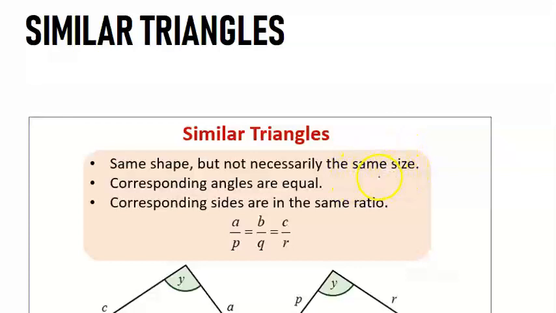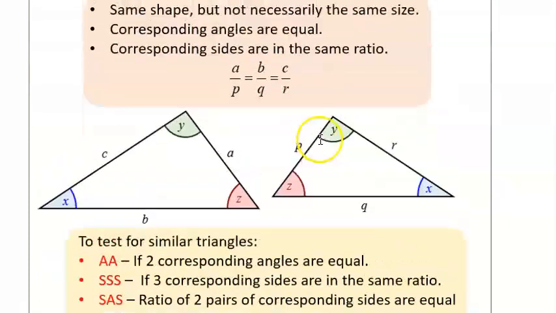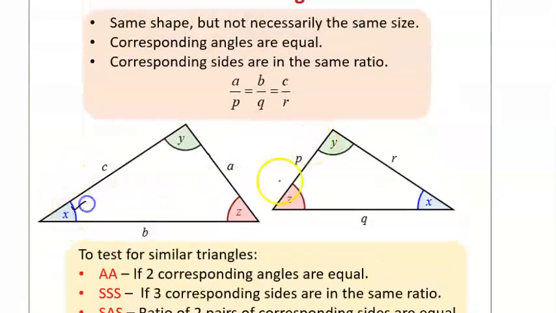Now, to prove that two triangles are similar, we just need to show that two angles in one triangle equal two angles in the other triangle. So if we can show that x and x are equal with a statement and a reason, and y and y are equal, and we can give a reason for that, then A over P is equal to B over Q, B over Q is equal to C over R. We can prove that they're all in the same ratio, then the two triangles are similar to one another.